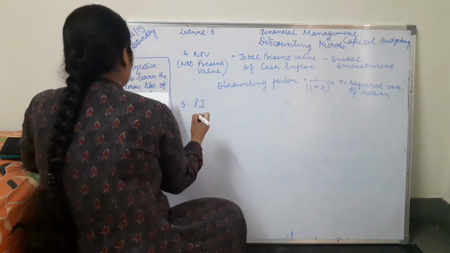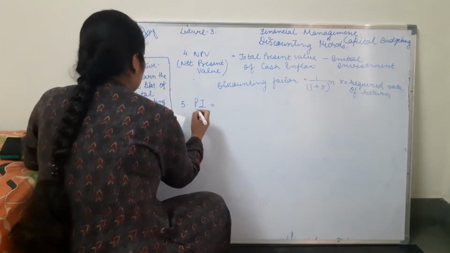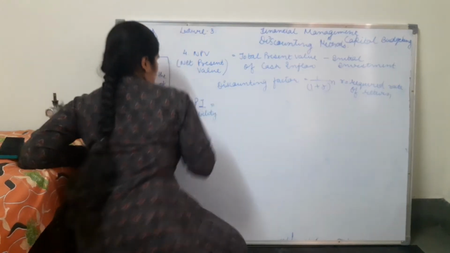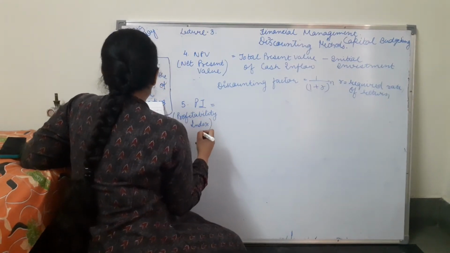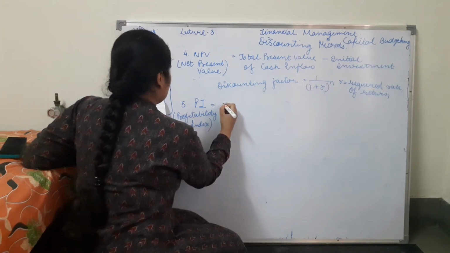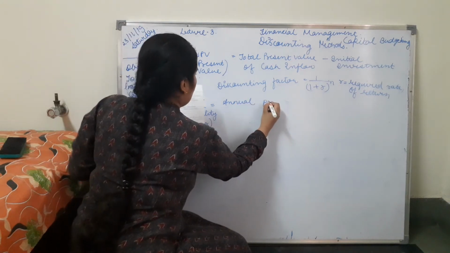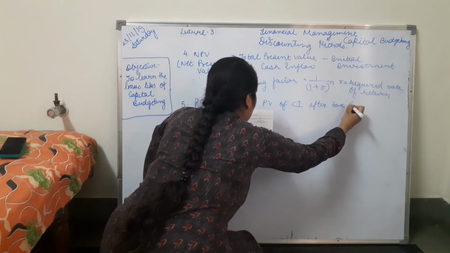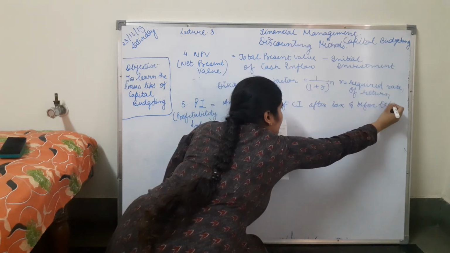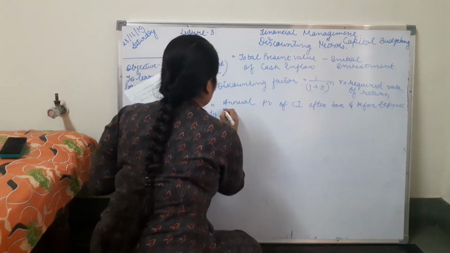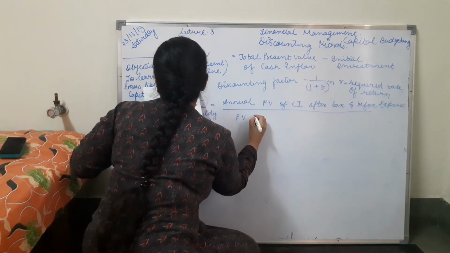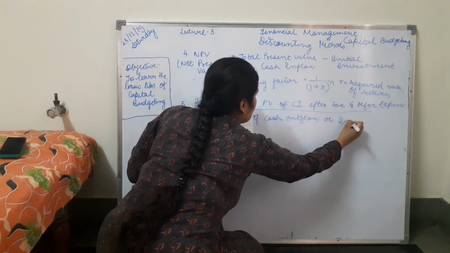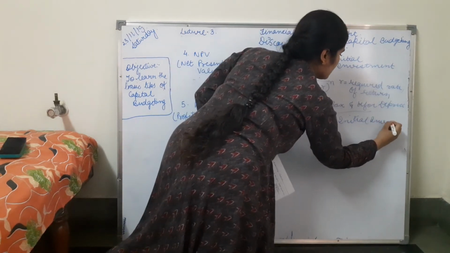Fifth point is profitability index. Profitability index equals annual PV of cash inflow after tax and before depreciation upon PV of cash outflow or initial investment.